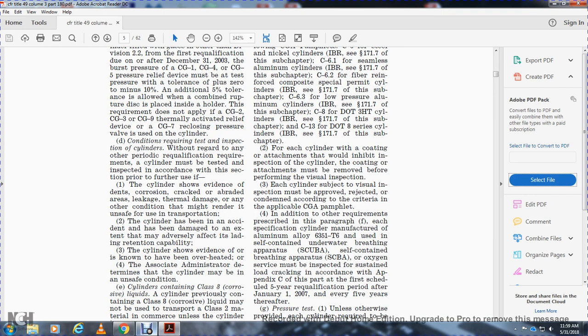In addition to the other requirements prescribed in subpart F, each specification cylinder manufactured with aluminum alloy 6351-T6 for use in self-contained underwater breathing apparatus, SCUBA, or self-contained breathing apparatus, SCBA.